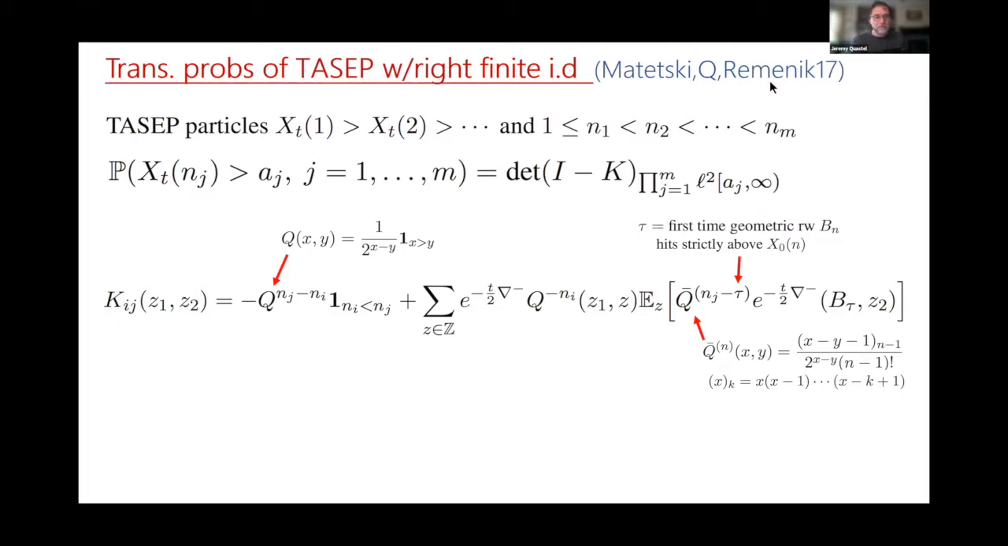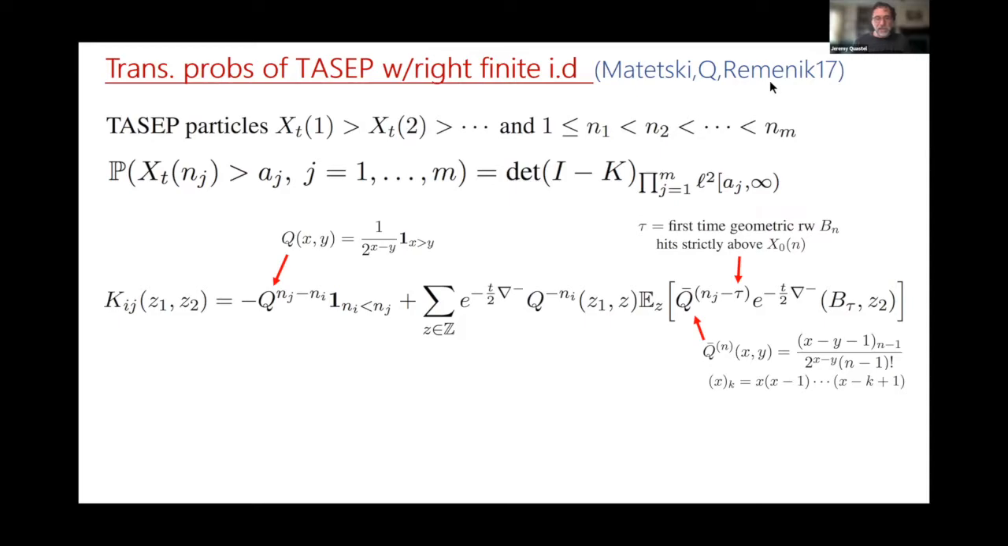And so I could take Q to this power nj minus ni; it doesn't matter what the sign of nj minus ni is. The other things sitting inside this formula are an extension of Q called Q bar, which you should think of as a kind of analytic extension of Q. So Q, of course, is zero for positive jumps because it's a geometric walk jumping down. But what Q bar does is extend Q into the positive region as a polynomial. So that's this Q bar.